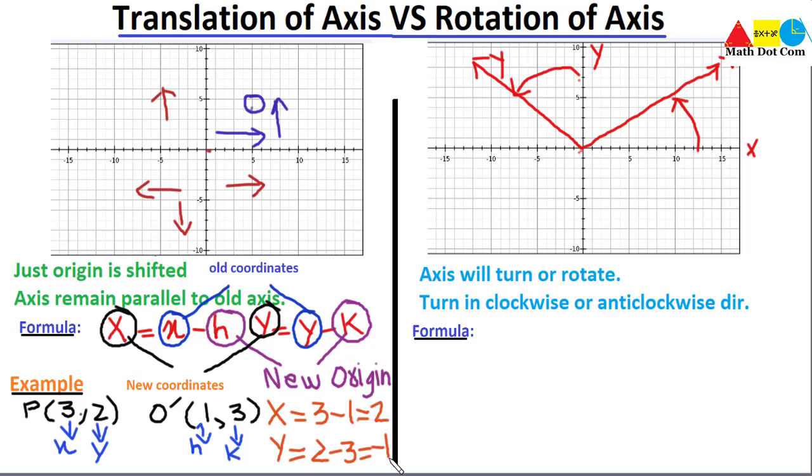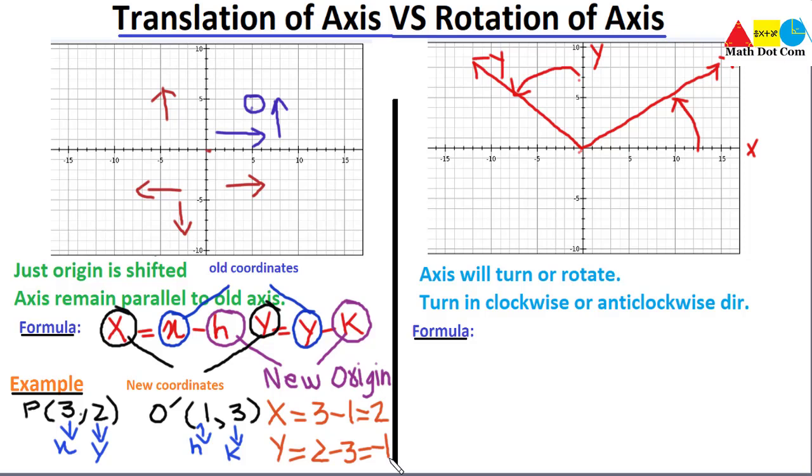Keep this in mind. If you are given just the shifted origin and the new coordinates, you can also find the old coordinates with respect to the old origin by just using this formula. So you should be given two quantities, either the new coordinates and the origin, or the old coordinates and the origin. So now let's move towards the rotation of axis.